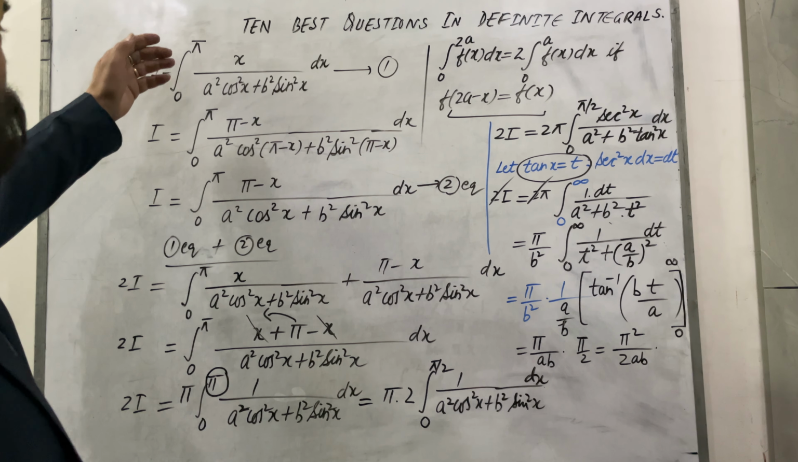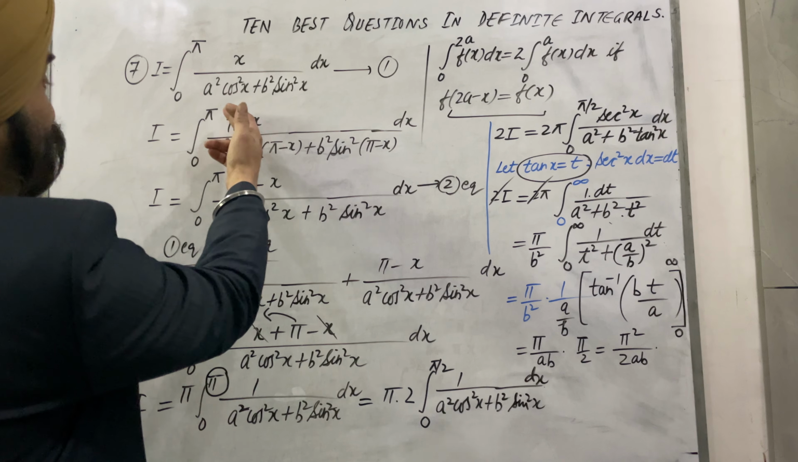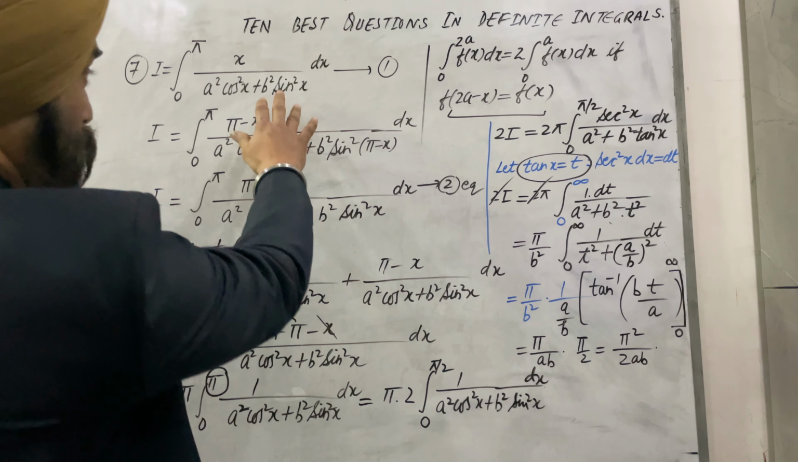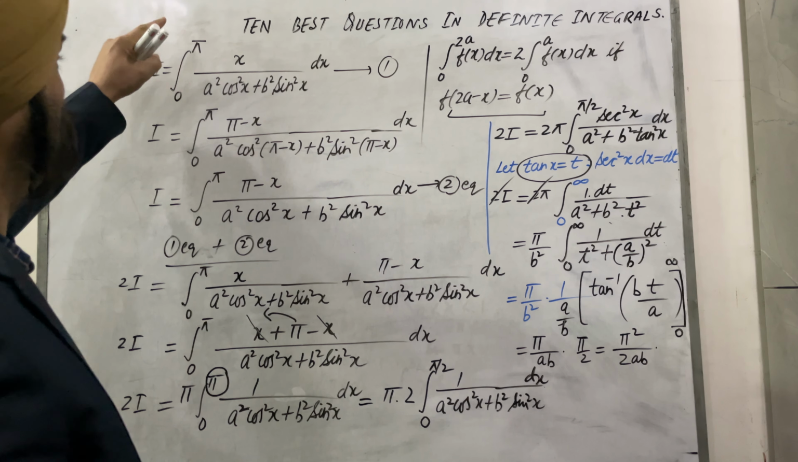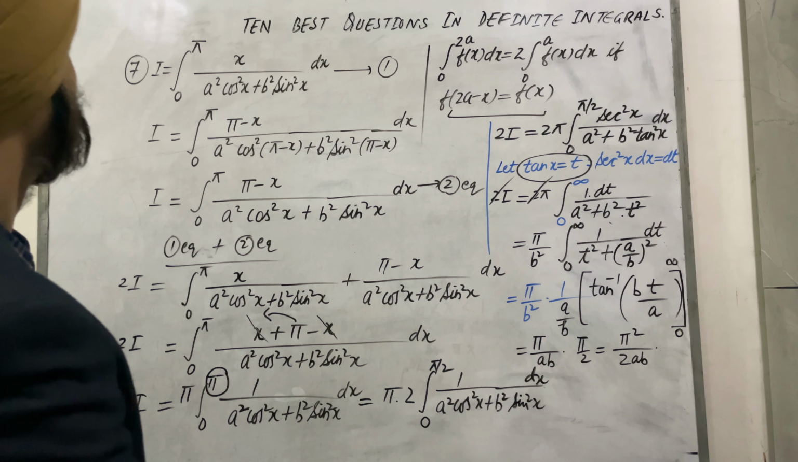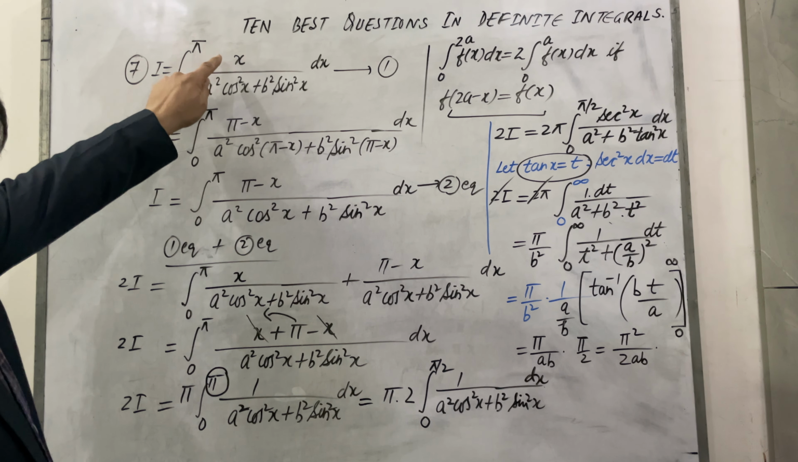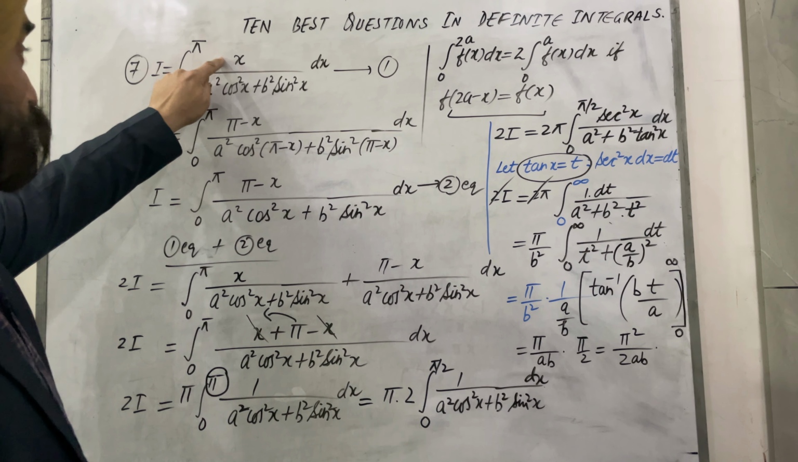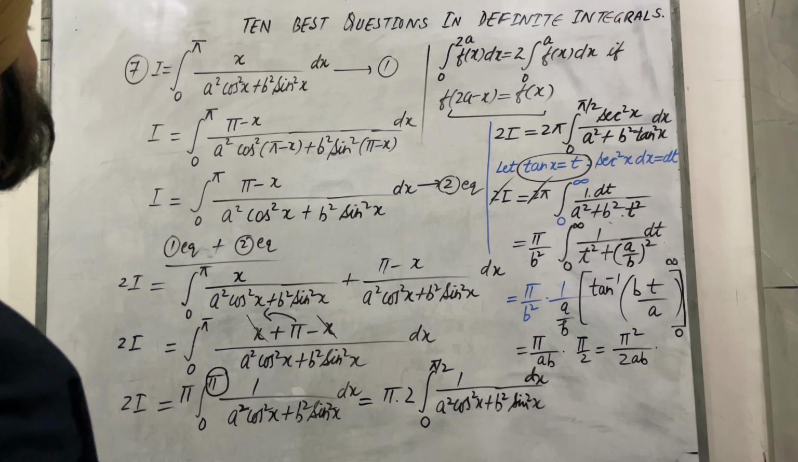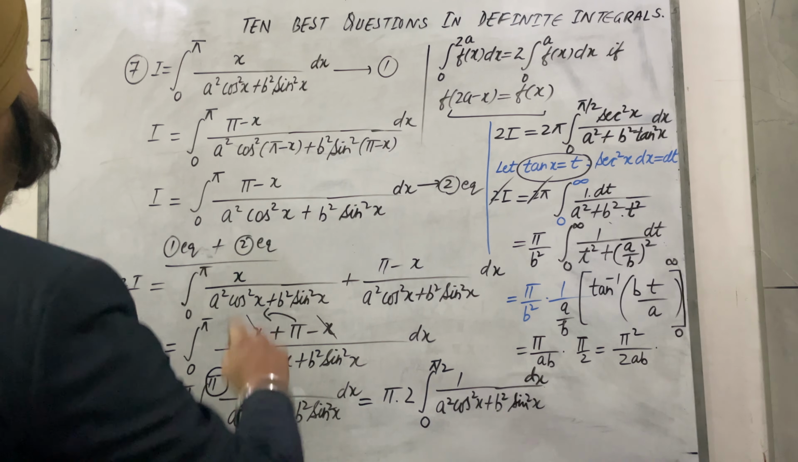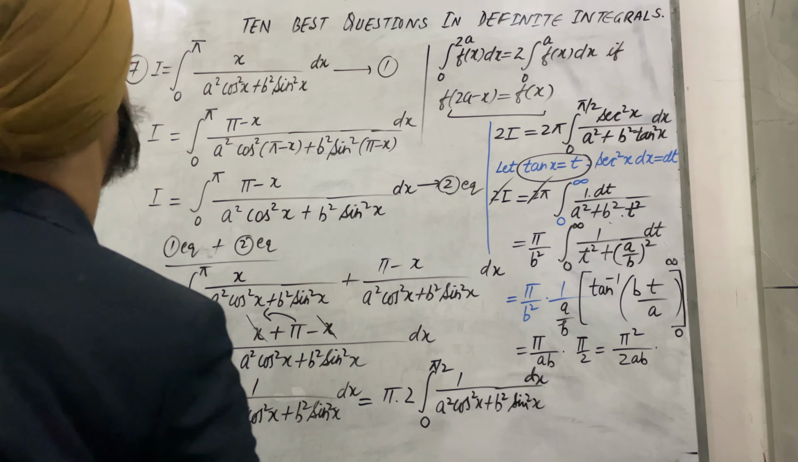So we have the definite integral of x upon a square cos square x plus b square sin square x within the limits 0 and pi, lower limit being 0, upper limit being pi. Now here, we can see there is an algebraic function x in the numerator, and in the denominator we have trigonometric functions. In particular, when we have x in the numerator, the sixth property of definite integral is very helpful.